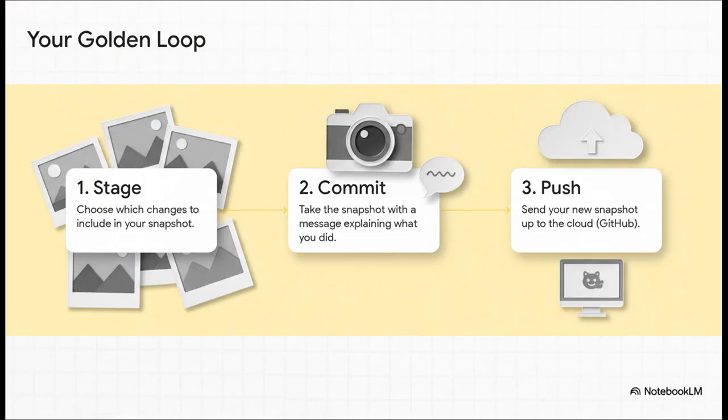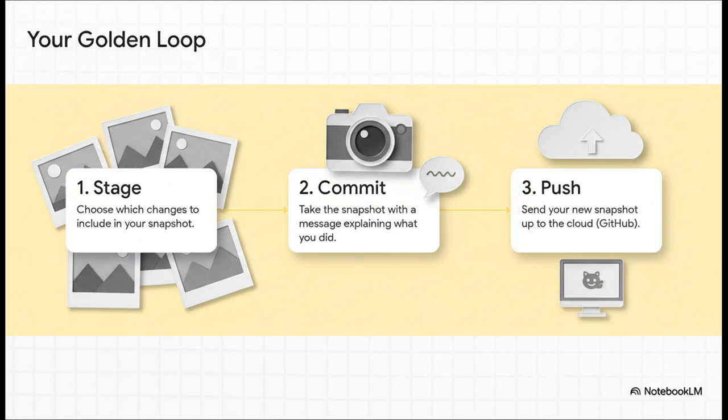So here's how this little dance works. Let's say you've updated 3 different files, but you only want to save the changes in 2 of them for right now. First, you stage your changes. This is like putting only the files you want to save into a special box, getting them ready to go. It gives you this amazing, precise control.